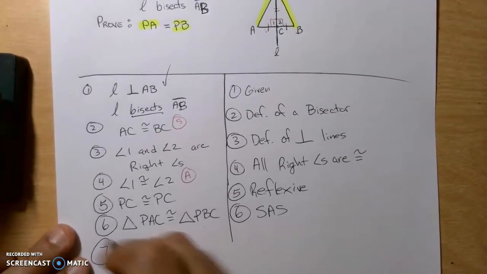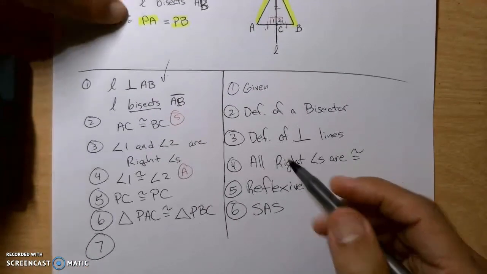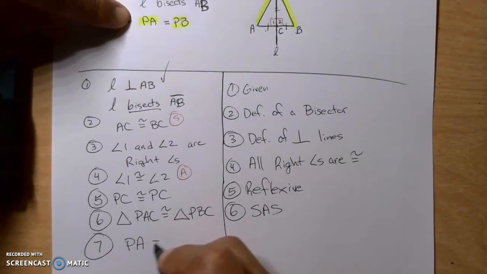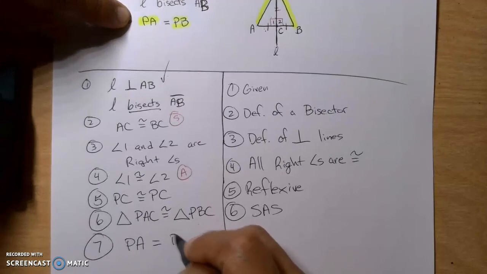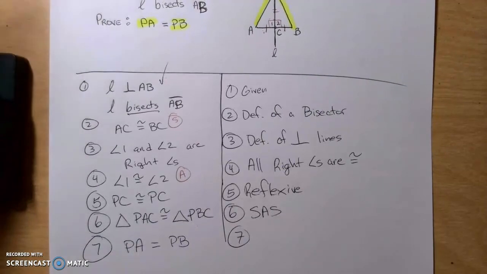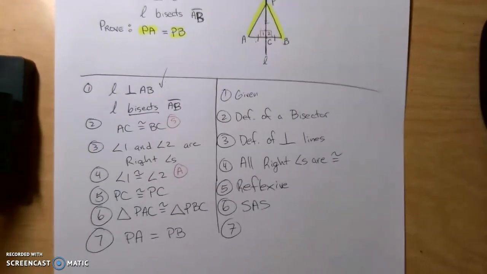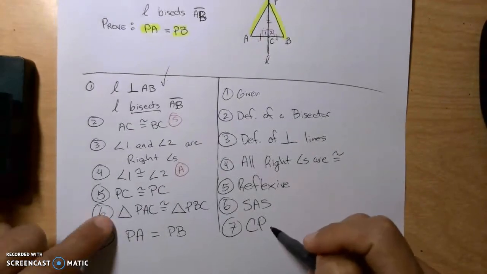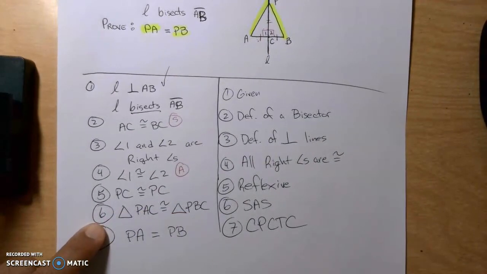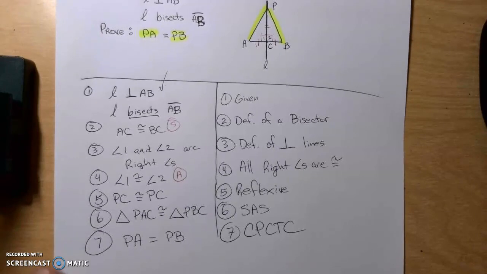And then finally, we're going to go to our proof. What are we trying to prove? We're trying to prove that side length in yellow, PA, is equal to PB. And those yellow parts, they happen to be corresponding parts within the congruent triangles. Therefore, they are congruent themselves. Step 7.